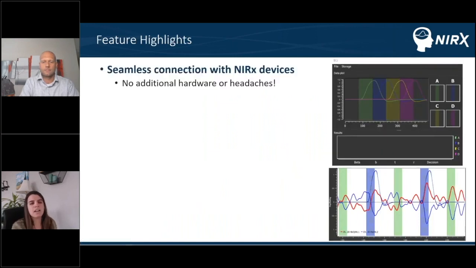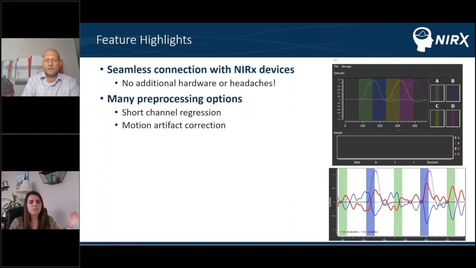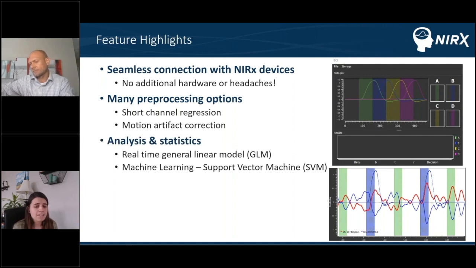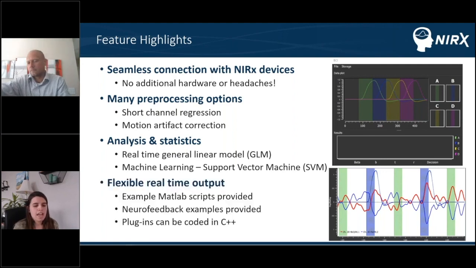So, some feature highlights. You have seamless connection with NIRx devices with Satori, no additional hardware or headaches. It's as easy as a push of a button, as we'll see later. Many preprocessing options, short channel regression and motion artifact correction, to name 2, among many others. Analysis and statistics: there are 2 main analysis frameworks that Satori offers, the real-time general linear model, as well as support vector machine learning. And it offers very flexible real-time outputs.